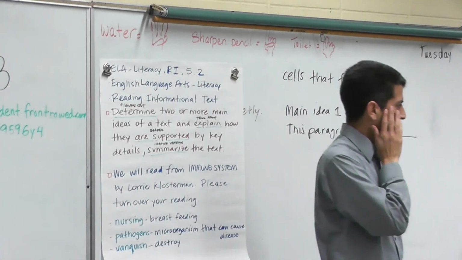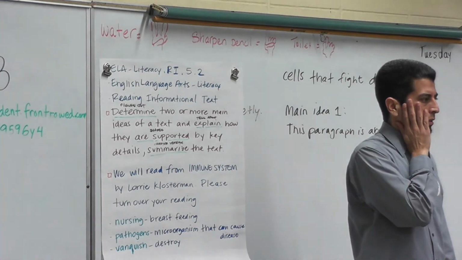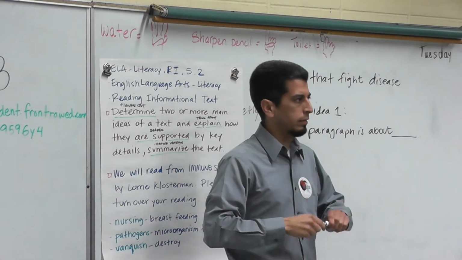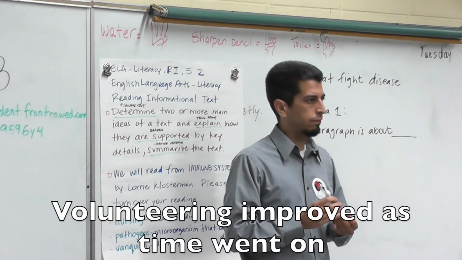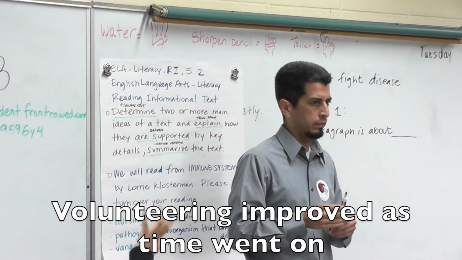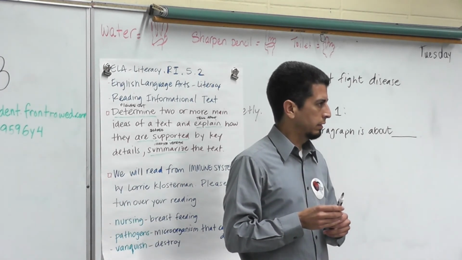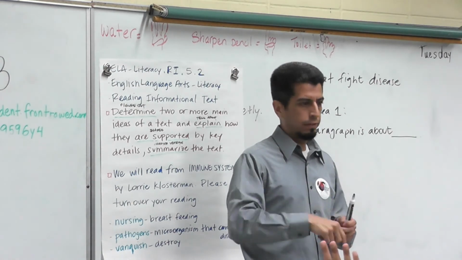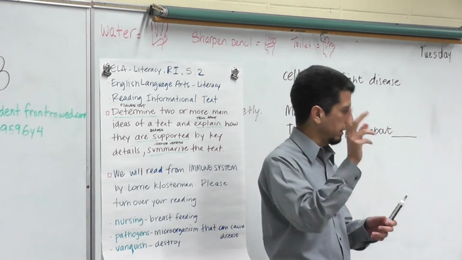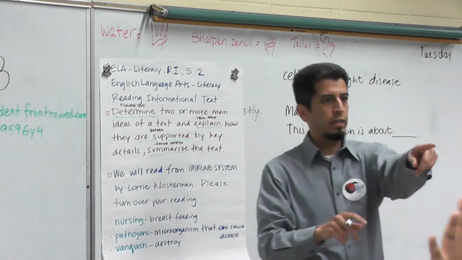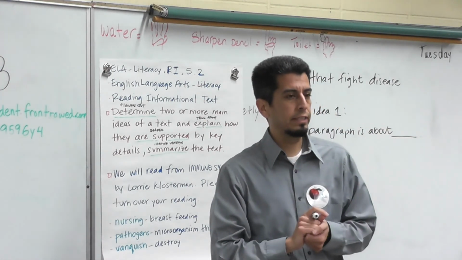Okay. Now, what's the main idea of paragraph 1? 2 hands, 4 hands, 6 hands, 8 hands, there's 9. If I knew your names, I'd be picking sticks or something like that. But I know your names. So let's go for my 2 friends in the middle. What's your idea of the main idea?